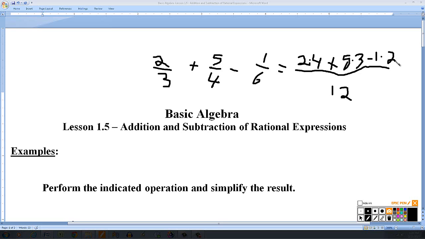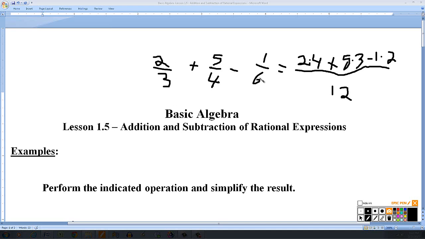And notice if I write this as 2 times 4 over 12 plus 5 times 3 over 12 minus 1 times 2 over 12, that's equivalent to what I have on the left side. Because all I'm doing is multiplying the first fraction's denominator by 4, and 4 on top. So 4 over 4 is 1. So I multiply by 1. That doesn't change it. So that just gives me 8 over 12. Here I'm multiplying by 3. 3 times 5 is 15. 3 times 4 is 12. Over here I'm multiplying by 2. This will be 2 and 2. So there'll be 2 over 12. That's the same thing. Okay.